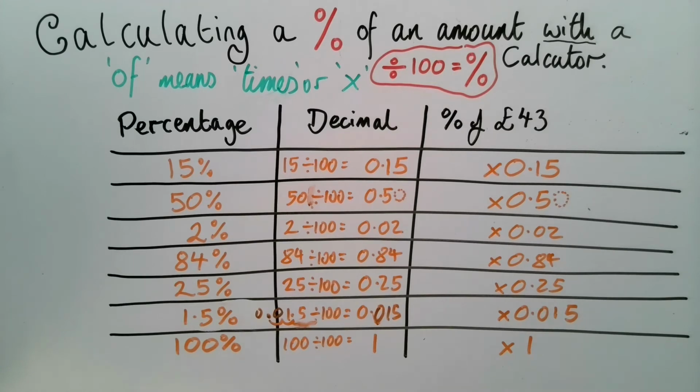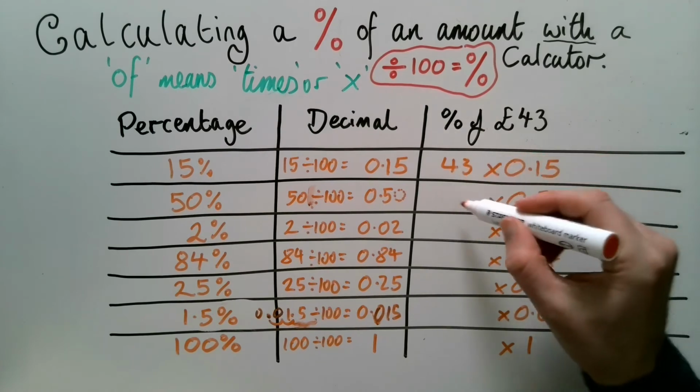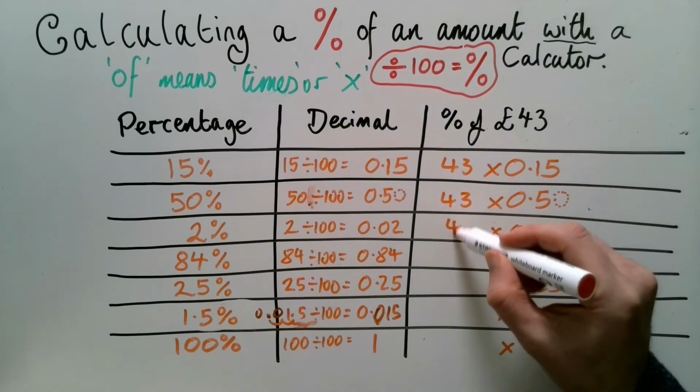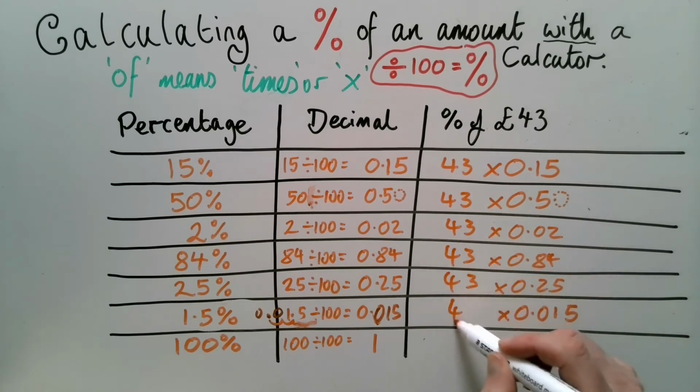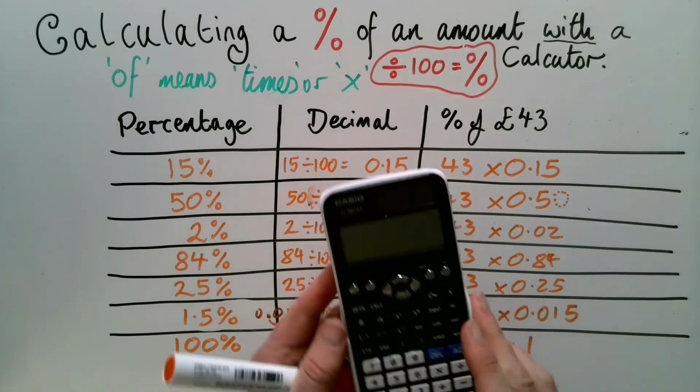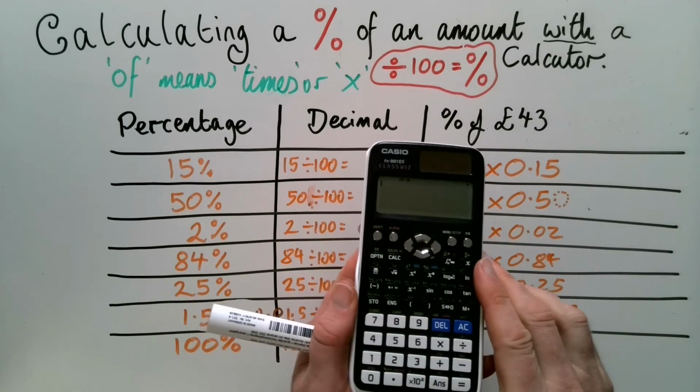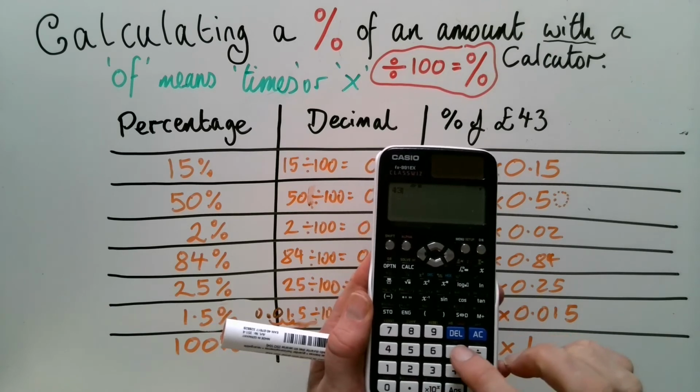And whenever you're dealing with money, everything has to be to the nearest penny, so we will round things if necessary. All we've got to do here, pause the video by the way if you think you know what to do, is put 43 in front of our multiplier, and we will have all of these percentages of 43.